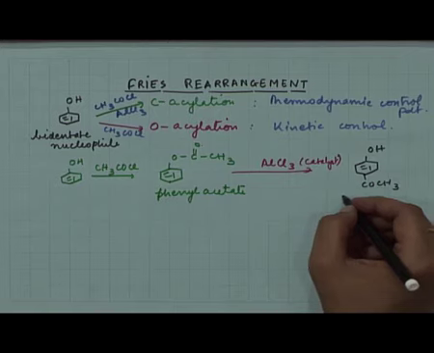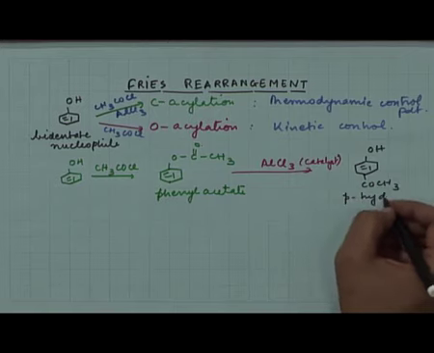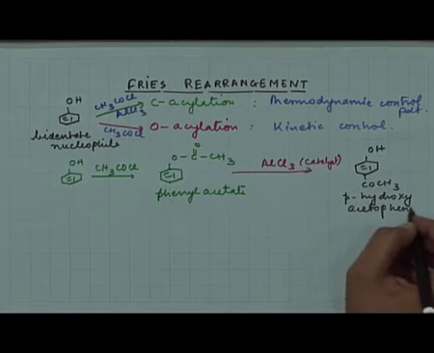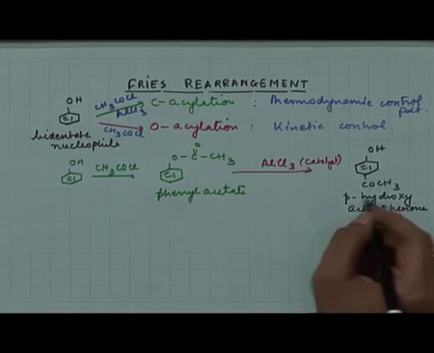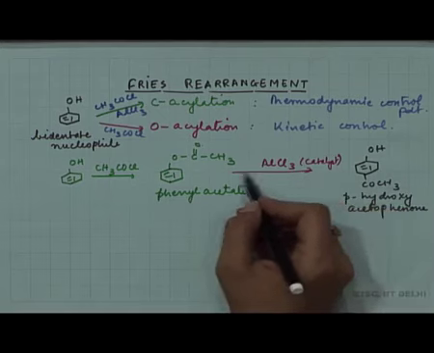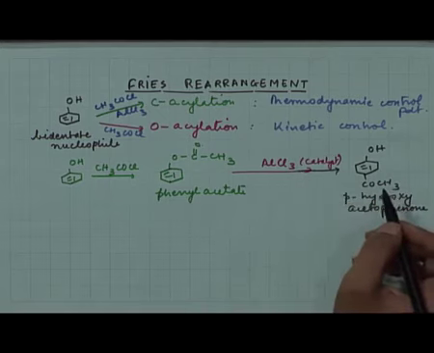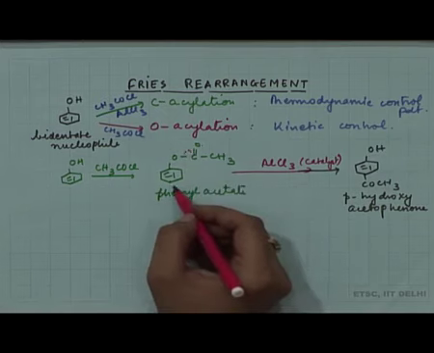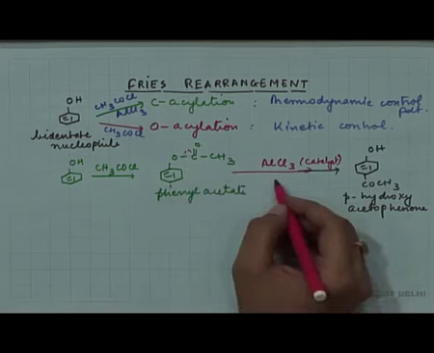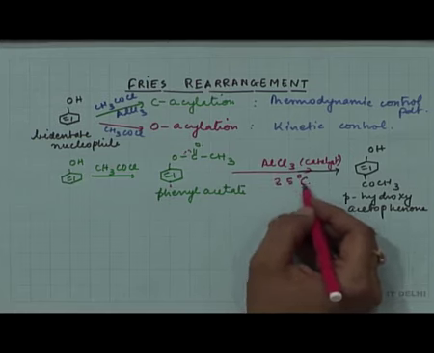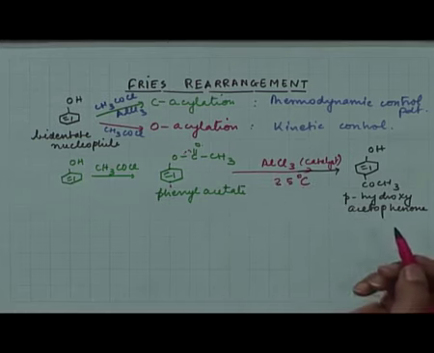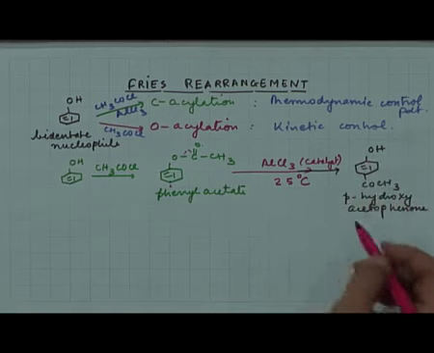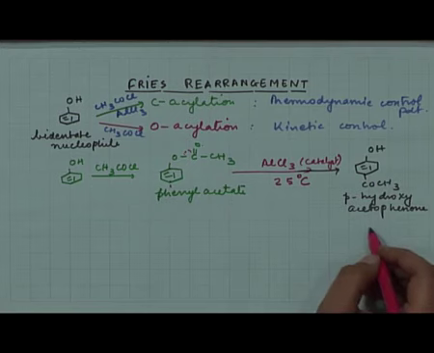So, you get this para hydroxy acetophenone. When you carry out this reaction with AlCl3 as the catalyst, it involves migration of this acyl group to the para position when the reaction is carried out at 25 degrees centigrade. So, you get this hydroxy aromatic ketone.